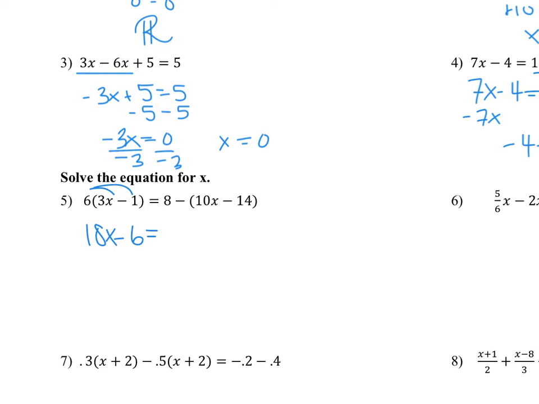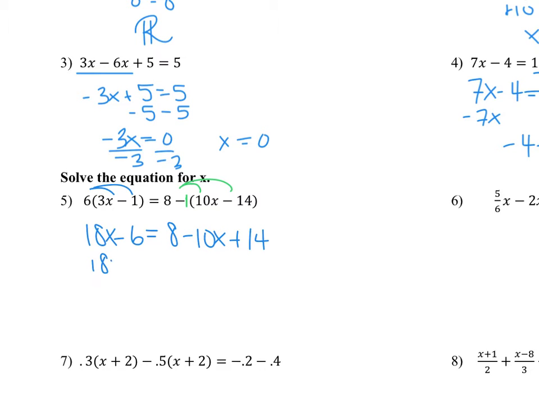And then a very common mistake here is that people like to distribute the 8, or they do 8 minus 1 and distribute a 7. Remember that in the order of operations, multiplication comes first. So there's a negative 1 here that needs to be distributed first. Only the negative 1. Okay, only what's directly touching the parentheses. So 8 minus 10x plus 14.